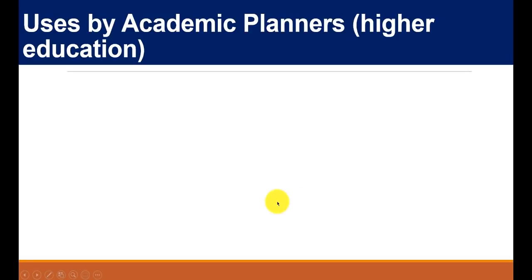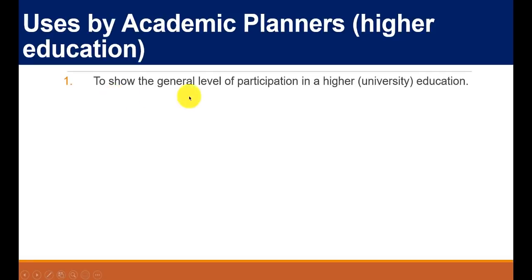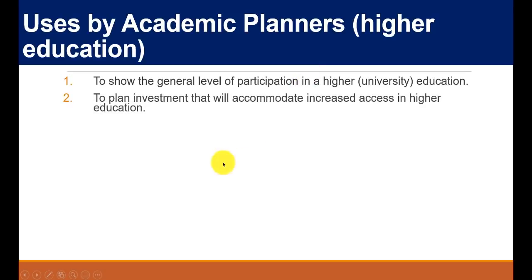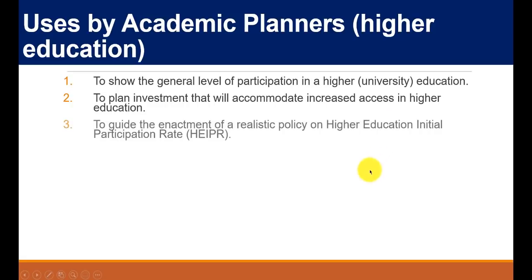Then how do you use it as an academic planner in higher education? You have to use it to show the general level of participation in higher education, in university education. You use it to plan investment that will accommodate increased access in higher education, to guide the enactment of a realistic policy on higher education initial participation rate. I don't think we have one in Nigeria, but most countries have, to say, look, our initial education participation rate should be, like in the UK, 50%. That is 50% of those who are eligible should be in higher education.